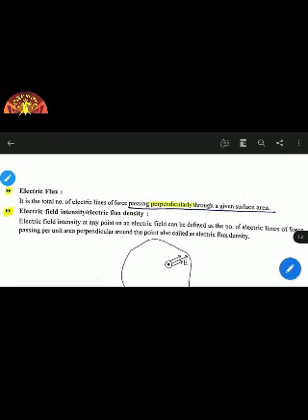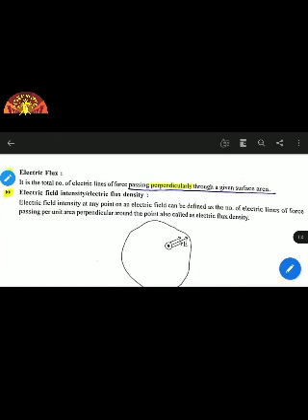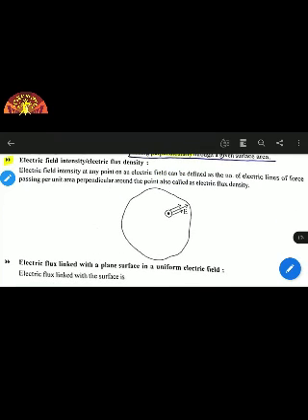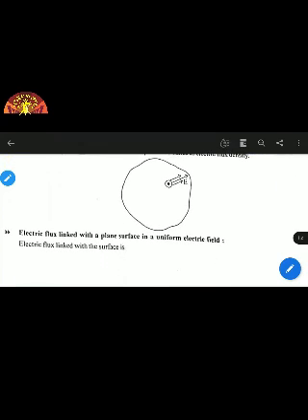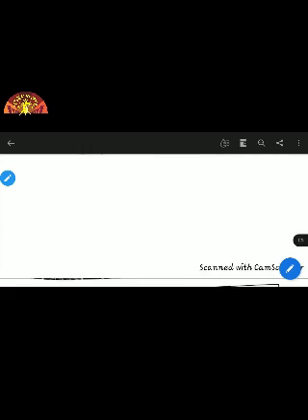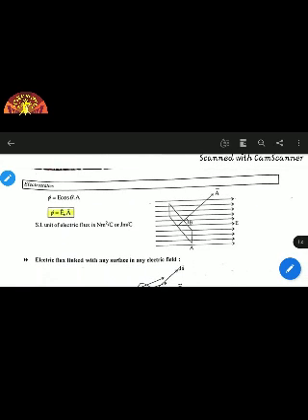As you can see here, electric flux is the total number of electric lines of force passing perpendicularly through a given surface area. Flux density is the number of field lines passing per unit area. Just remember one thing, it should be perpendicular. The formula for calculating electric flux is E dot A, the dot product of the electric field and the area itself.